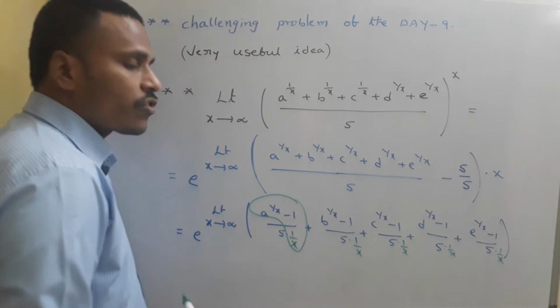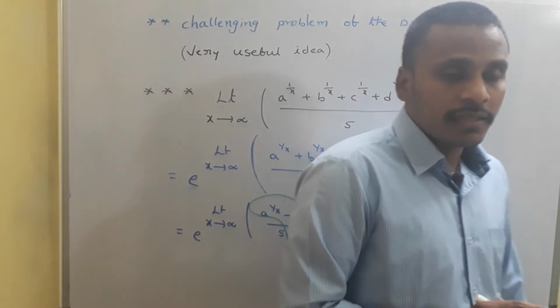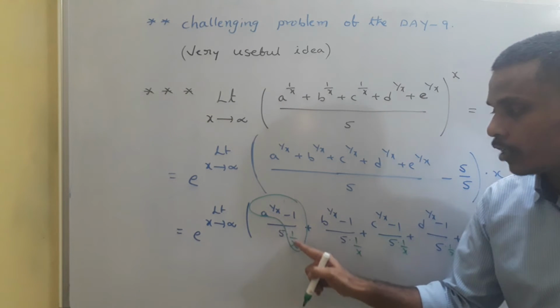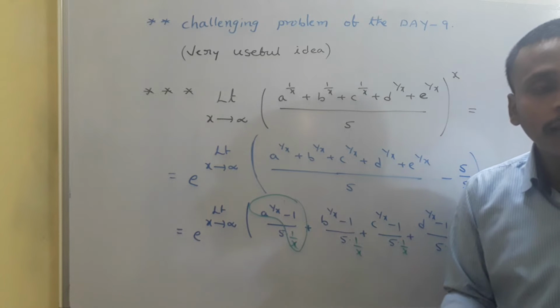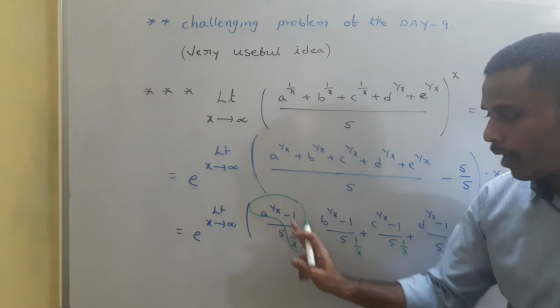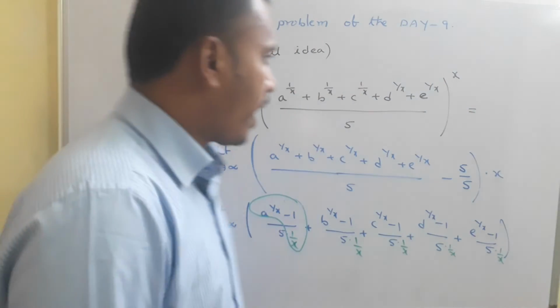As x is tending to infinity, 1 by x is tending to 0. In that case, e power x minus 1 by x, or e power 1 by x minus 1 by x, will give us log a to the base e. Here our answer is what? For this part, our answer is log a to the base e, by the standard limit.